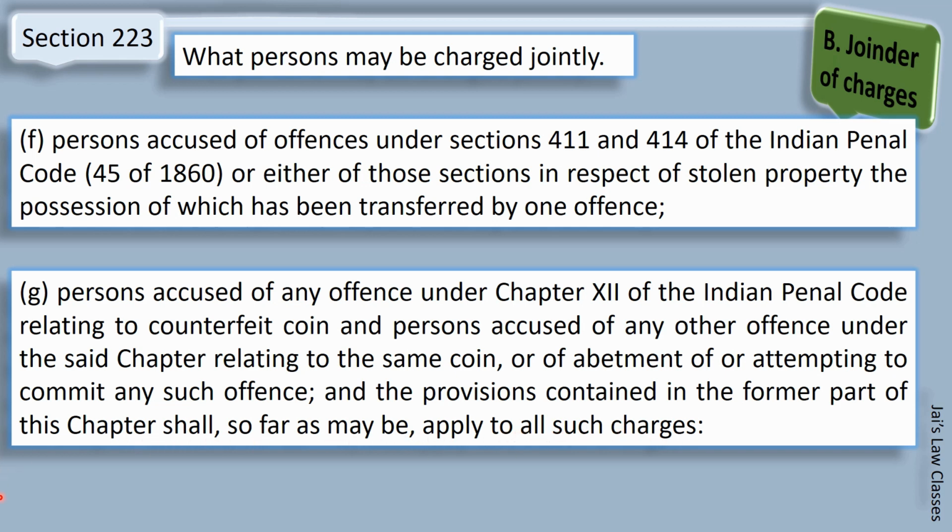So it's basically, you can say, relating to counterfeit coin: the person who is possessing it, the person who tried to trade it, the person who abetted it, saying okay, we will sell this counterfeit coin as real to another person. All persons will be charged together as given under chapter 12 of IPC.